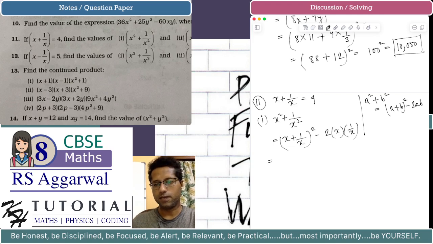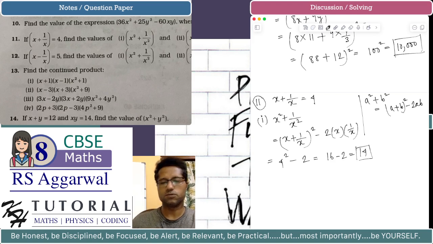So x plus 1 by x is given as 4. So this becomes 4 square, and minus 2x into 1 by x is 2. So this is equal to 16 minus 2, which equals 14.